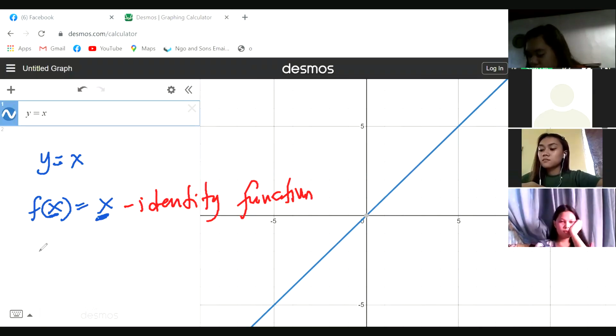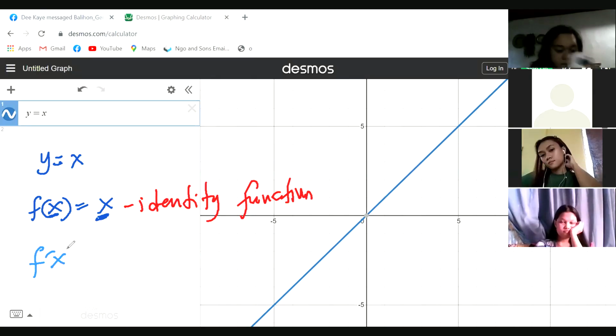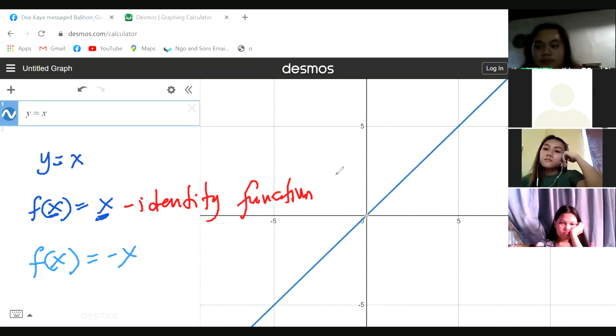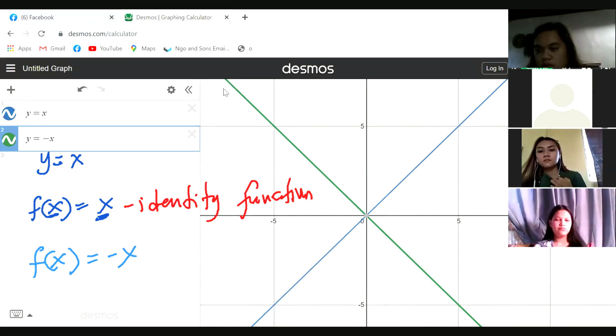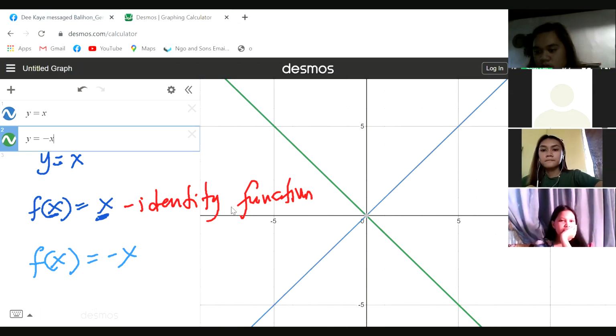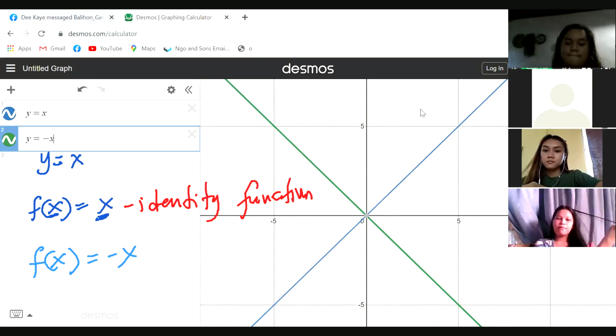And if your function is given by, say, f of x equal to the negative of x, then it will be the other way around. So if we plot it there in Desmos, it will be y equal to the negative of x, and it will look like this in green. Again, the identity function: whatever is the input, that would be the output. That is called the identity function.